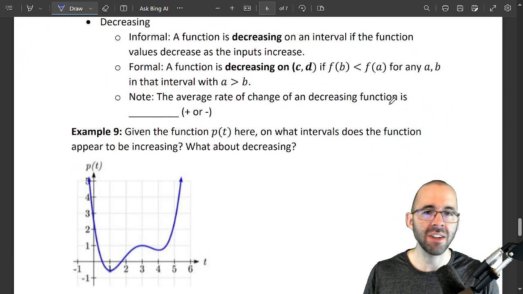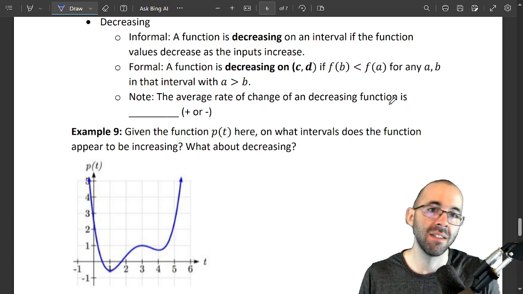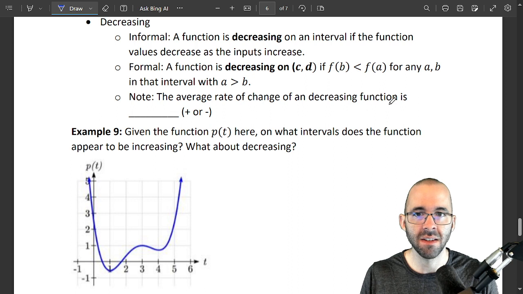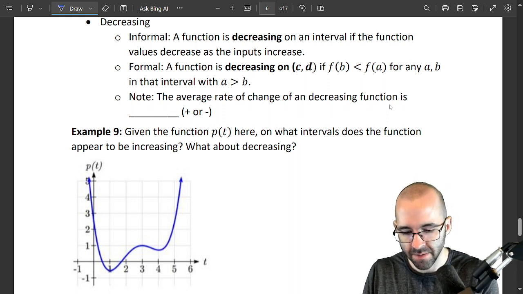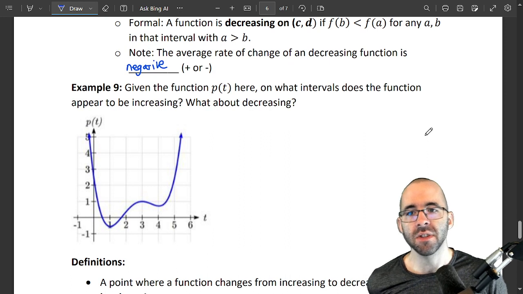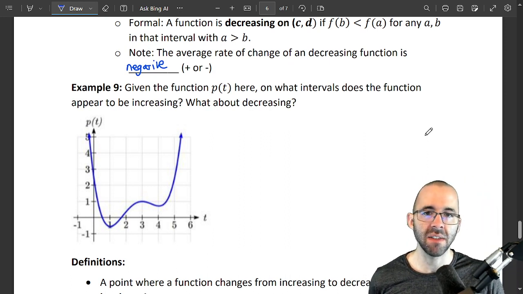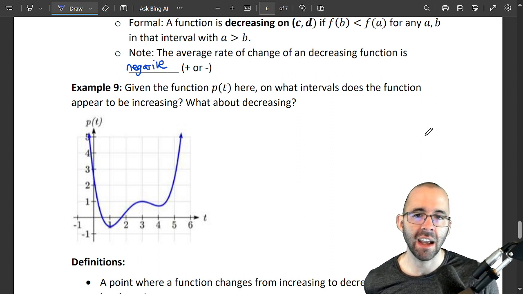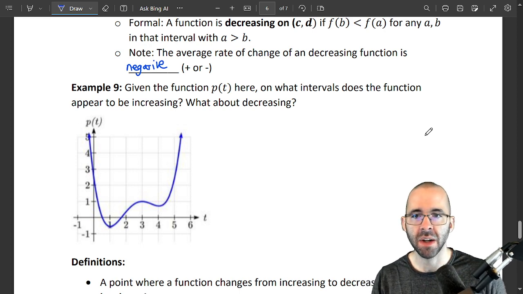And again, decreasing is very similar. If you go from left to right, if things are going down, then it's decreasing. Okay, well, let's do an example. And again, the average rate of change is going to be negative if it's decreasing on that interval. So let's look at this graph of this function p of t. So t is our x-axis and p of t is our y-axis. Maybe we're looking at time and number of patients or profit or something like that. On what intervals does the function appear to be increasing?